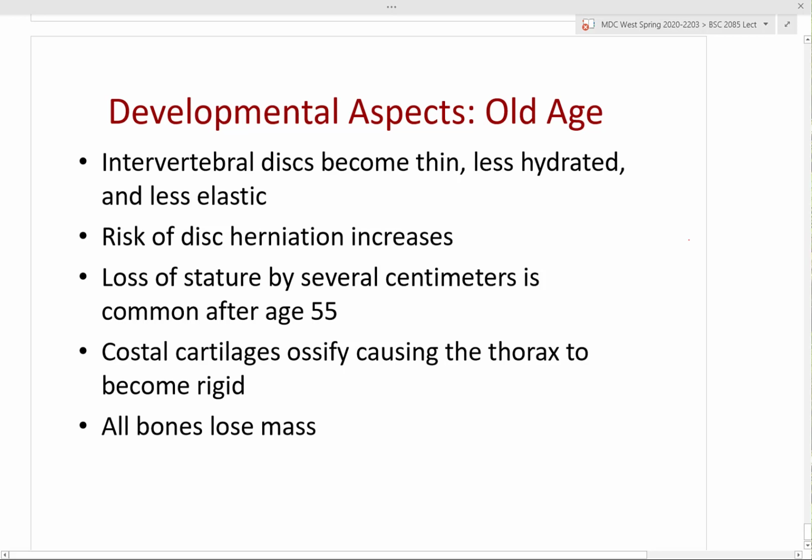So as you get older, what's going to happen? Your intervertebral disc becomes thinner. They're less hydrated. The discs are less elastic. So you have a higher risk of disc herniation. Okay? So loss of stature, it takes about centimeters, and that is most common after age 55.